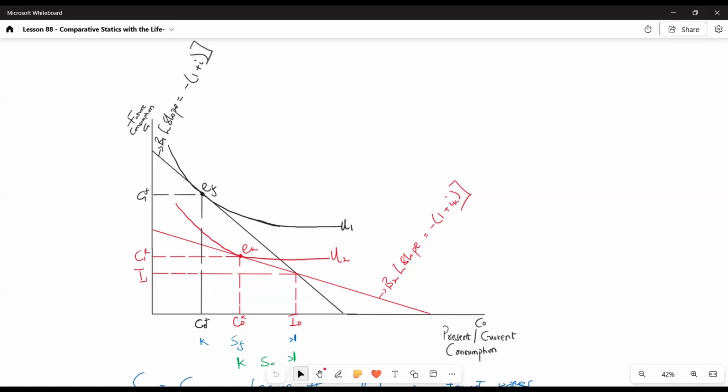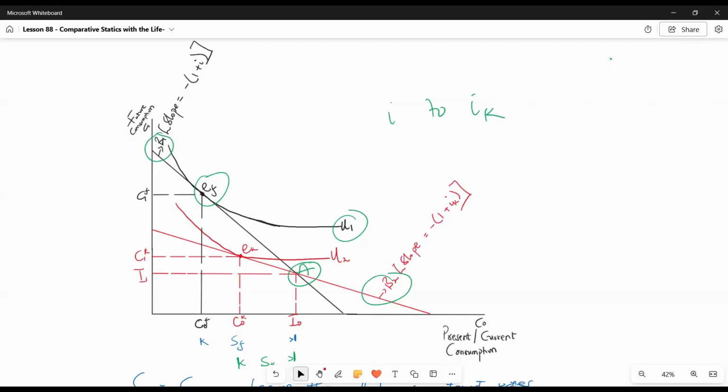Let's go back to our consumer named Samuel, who starts from his initial equilibrium point EF on budget line B1 and indifference curve U1. Let's assume that the interest rate falls from I to IK. The first thing to note is that the new budget constraint B2 must also pass through the endowment point A, because whatever the interest rate, someone always has the option to neither borrow nor save.